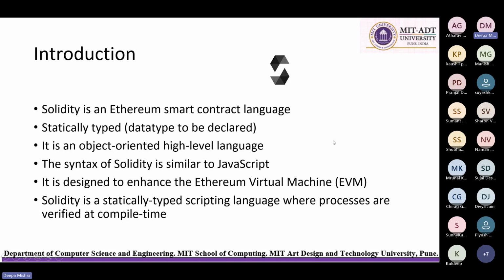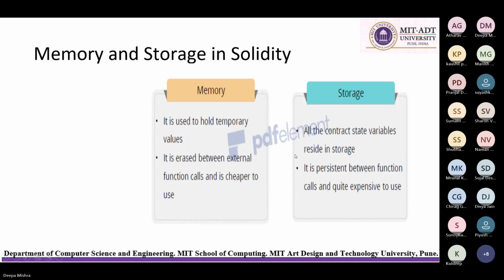Now, you may think, is Solidity the only programming language with the help of which we can develop smart contracts? No, it is not like that. There are many other programming languages like Vyper, Go, and even Python can be used. But Solidity is the most extensively used programming language because it was the first language. So let's move forward. This was just a quick introduction to Solidity.